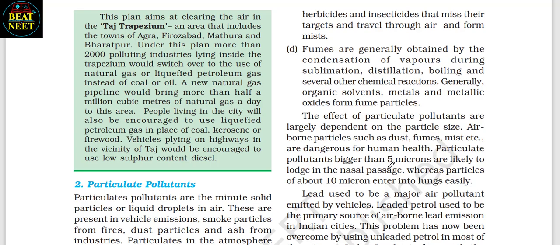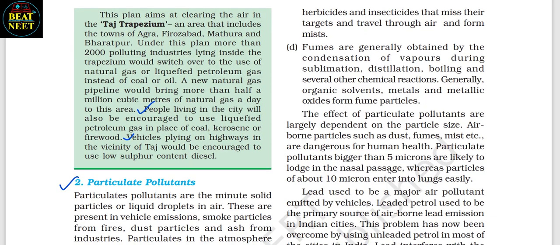A new natural gas pipeline would bring more than 500,000 cubic meters of natural gas a day to this area. People living in the city will also be encouraged to use liquefied petroleum gas in place of coal, kerosene, or firewood. Vehicles plying on highways in the vicinity of the Taj would be encouraged to use low sulfur content diesel.